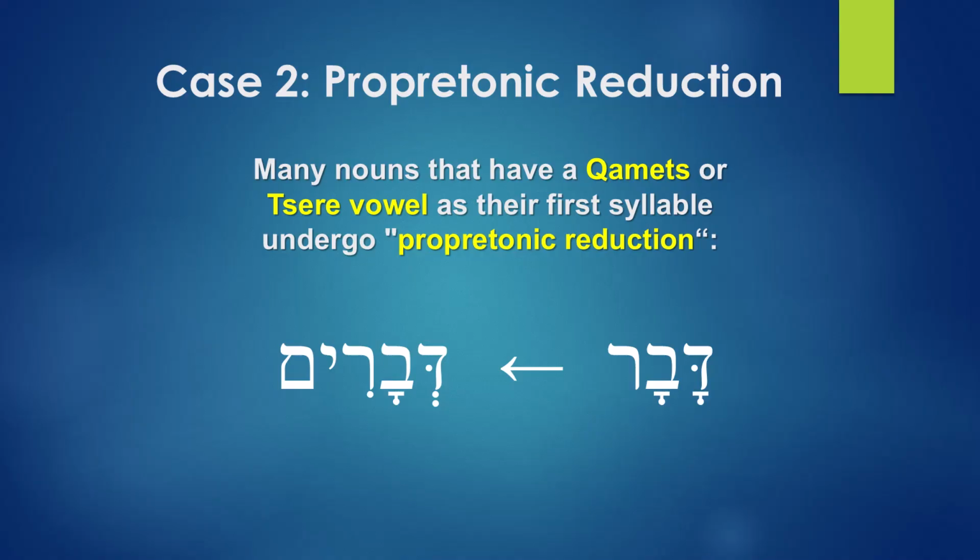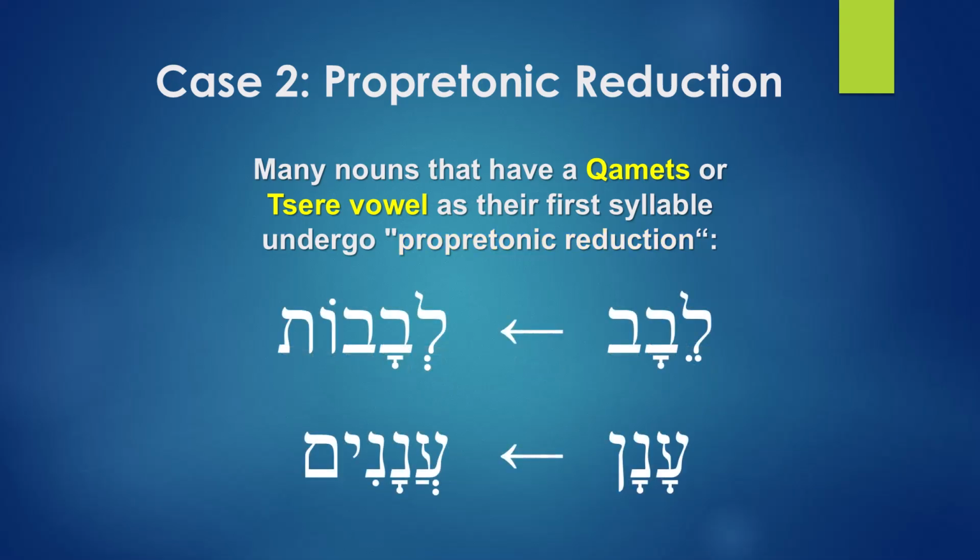Let's look at more examples on case number 2. In this example, you have the word levav. Levav means heart. Levav is a Hebrew word for heart. If you want to say hearts, you're going to say levavot. Levav is singular. Levavot is plural. What has happened? The sereh has been reduced to a shua. It has undergone propretonic reduction.